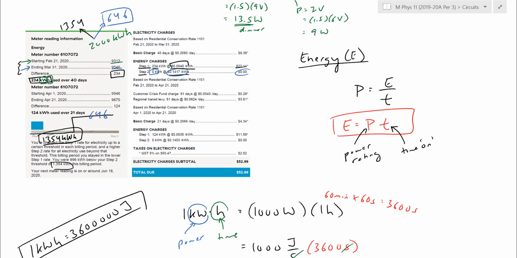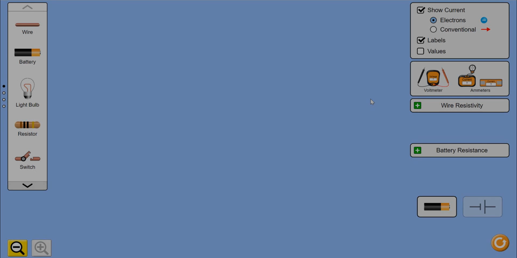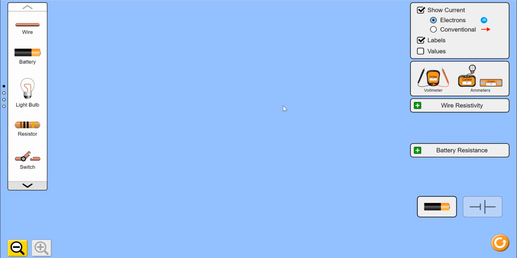So what we're going to end off with here, I'm going to go back to that simulation. I'm going to rebuild the circuit that we just created. We're going to answer that question of brightness and see how we did with our numbers. Okay, so we're back on our simulation here.